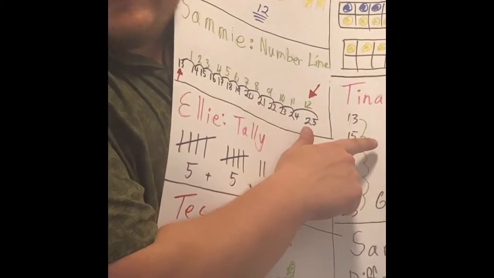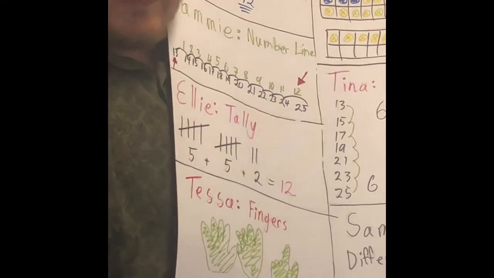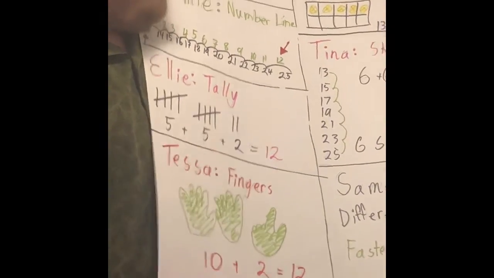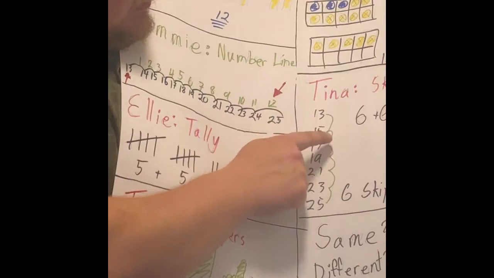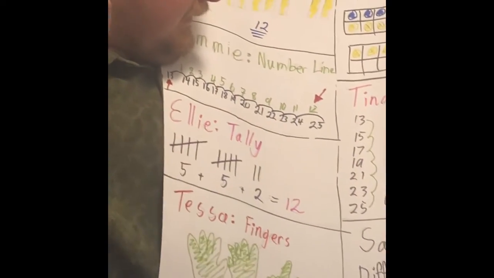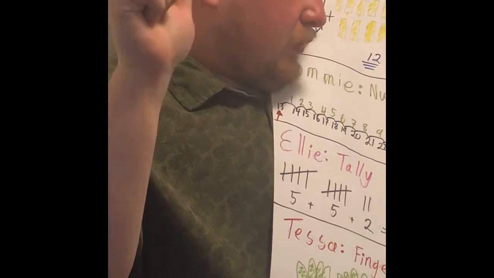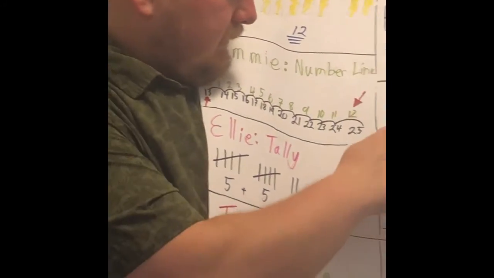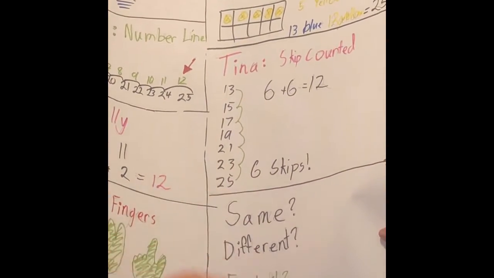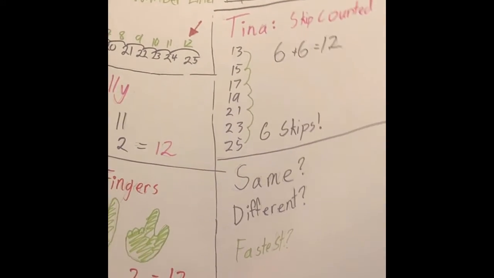Tina skip counted. She started at 13 and then she just counted by twos. And she kept track of her skip counting on her fingers. Can you do that with us? 13, 15, 17, 19, 21, 23, 25. She did it 6 times. 6 plus 6 equals 12.